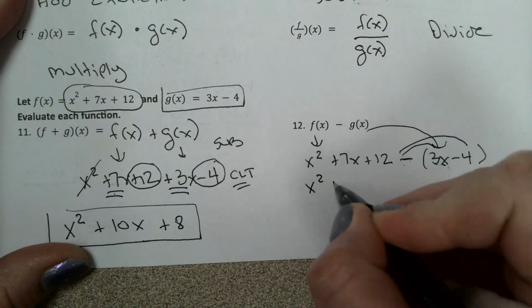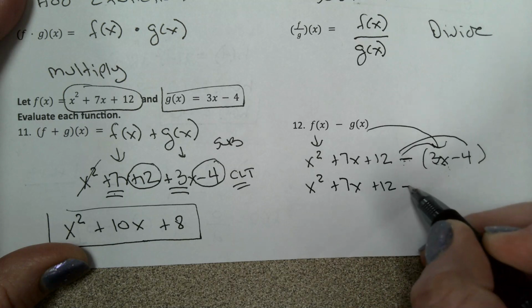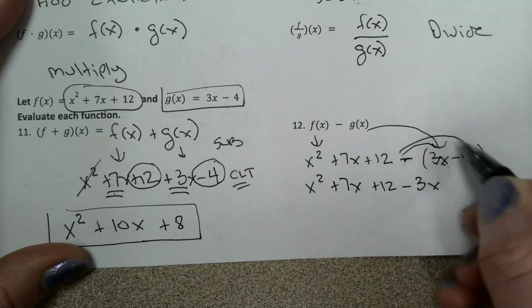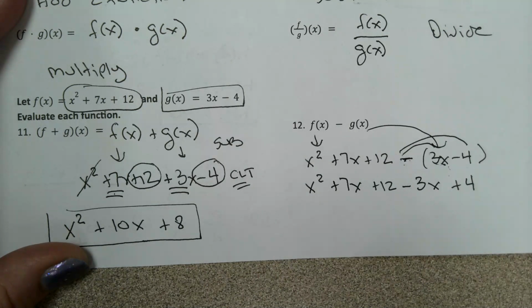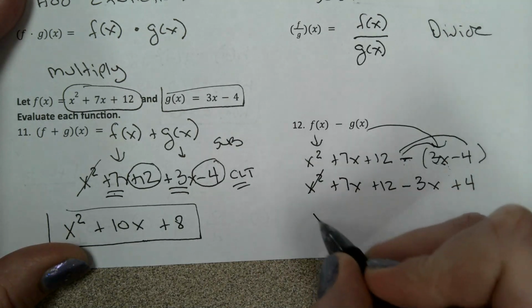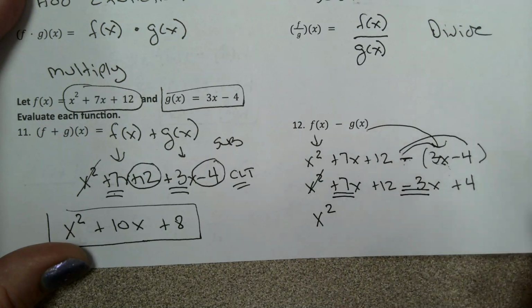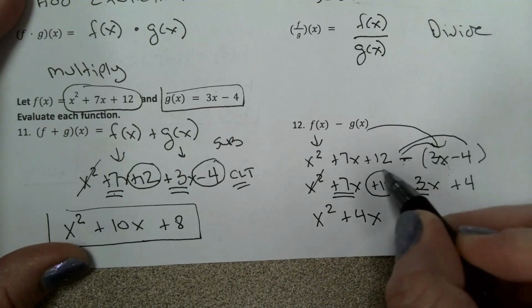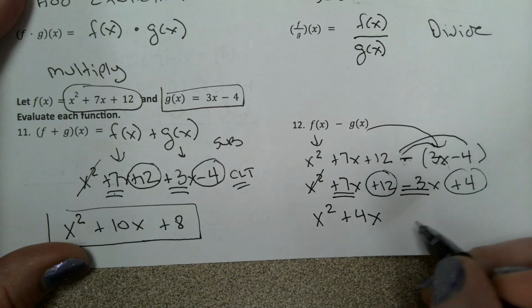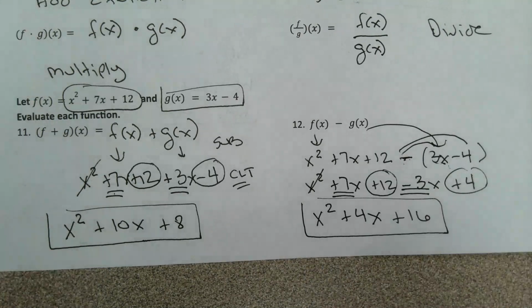Right, so I have x squared plus 7x plus 12. Distributed, that goes negative 3x. Negative times negative goes plus 4. When I rewrite it in standard form and combine like terms, I have 7x minus 3x adds up to 4x. And for my constant, I have 12 plus 4, which adds up to 16. That's your good final answer on that one.